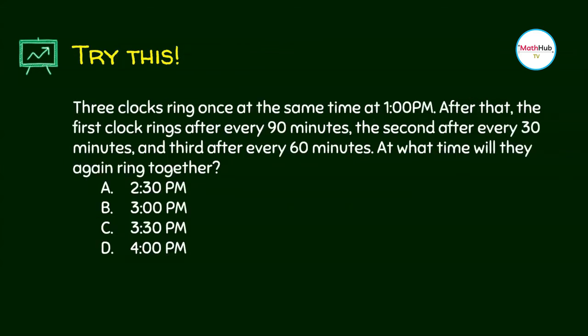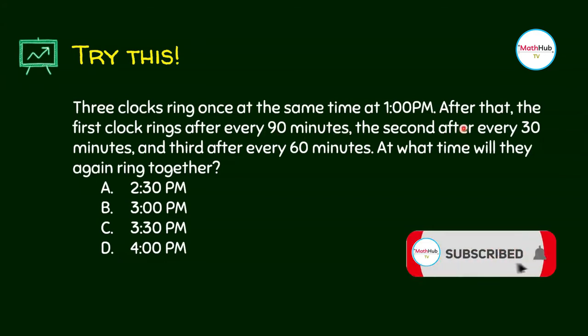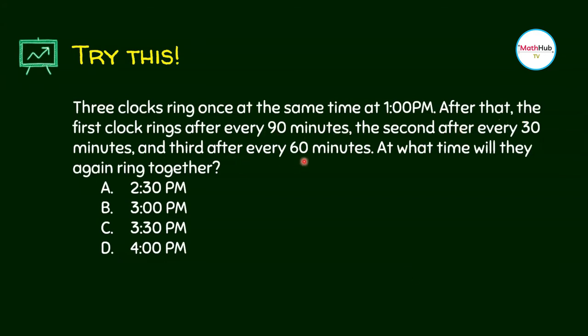3 clocks ring once at the same time at 1 p.m. After that, the first clock rings after every 90 minutes, the second after 30 minutes, and the third after every 60 minutes.